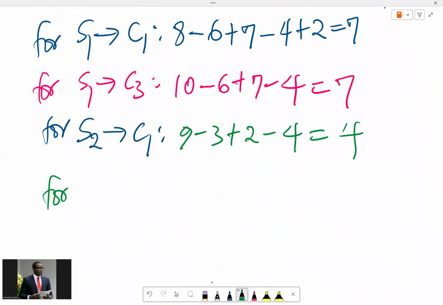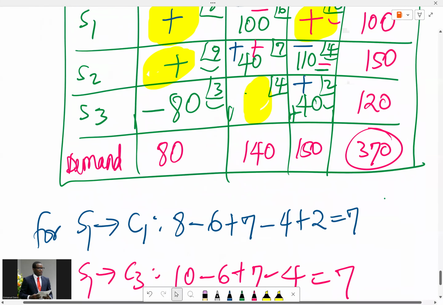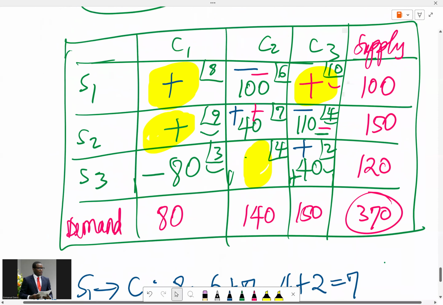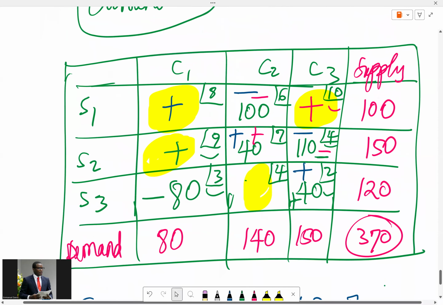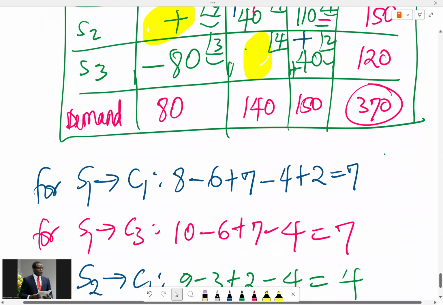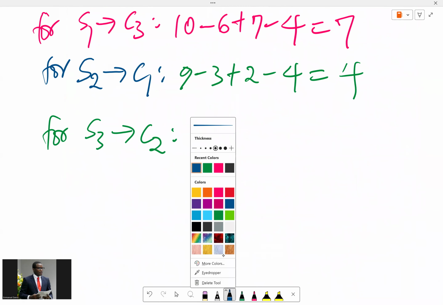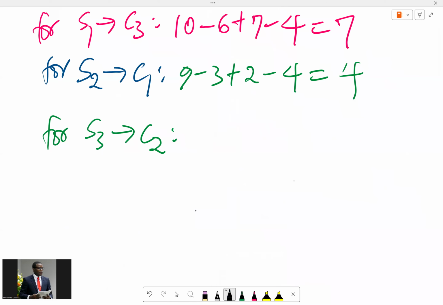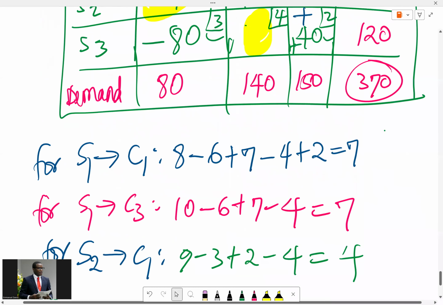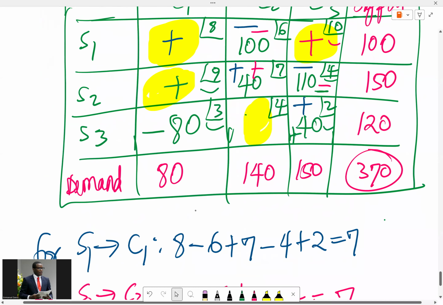Then we now have the last one, which is S3 to C2. I'll have to change the marker completely so I can monitor that. So for S3 to C2, if we add 1 here, we can subtract from here to balance things up.